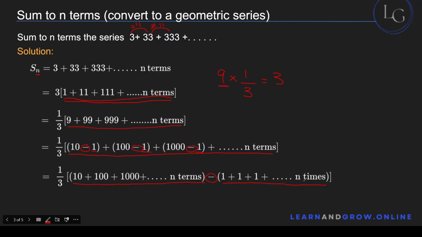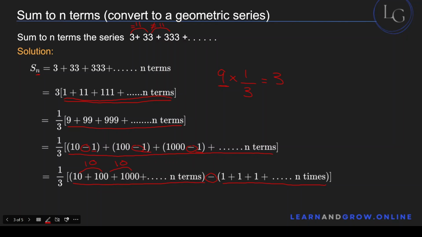So when you add up these ones n times, it just gives you n. And this series now is a geometric series because the common ratio is 10. In the original question, there was no common ratio. Now we have a common ratio.